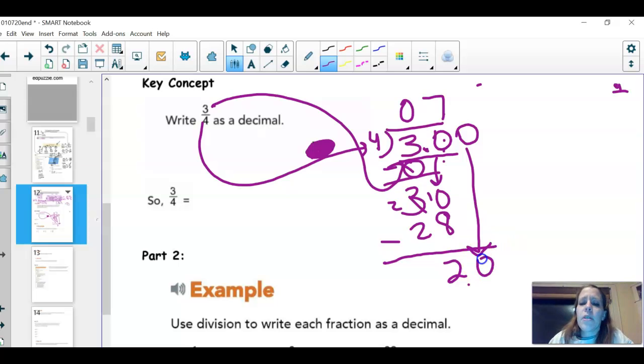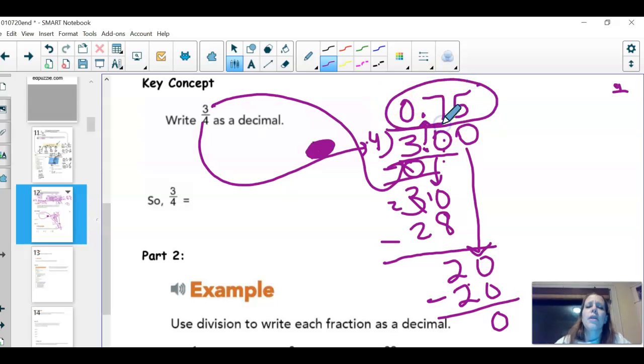I'm going to bring down the 0. 4 times 5 is equal to 20. Now I have 0, so I'm going to bring my decimal point up, and this is my number. So 3/4 is the same as 75/100.